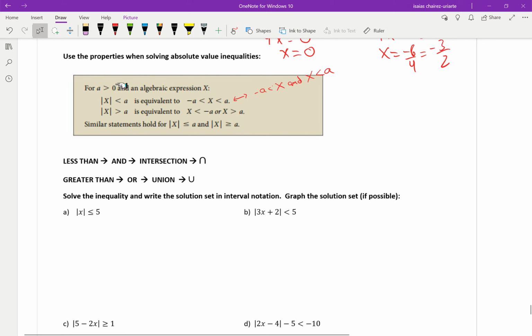So this symbol right here, this one you say less than, and it corresponds to and. This one is bigger than, yeah? So let me just write that down. So this one's going to be less than. This guy over here is greater than.